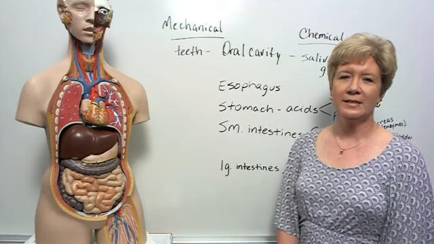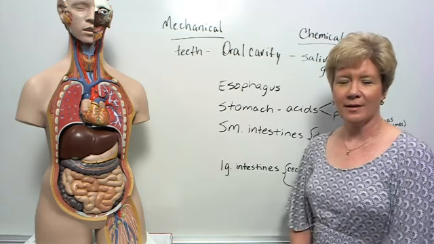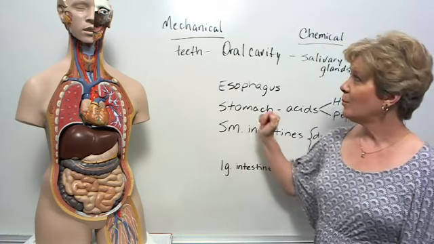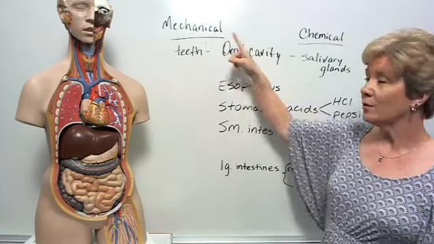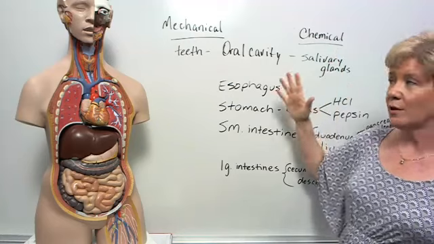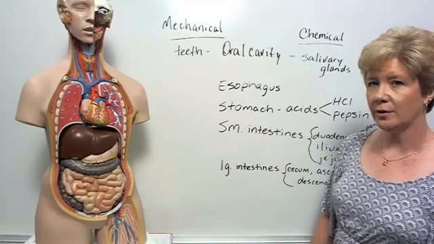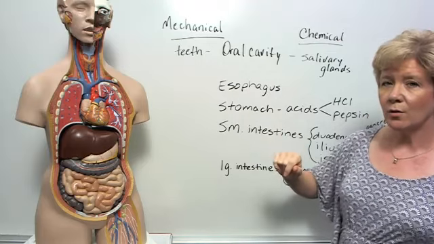What we're going to be talking about today is the basic path as food travels through our digestive system. What you can see here on the board, I've divided between a mechanical column and a chemical column, as far as are we mechanically breaking down the food, or are we chemically breaking down the food. So where we start is in the oral cavity.